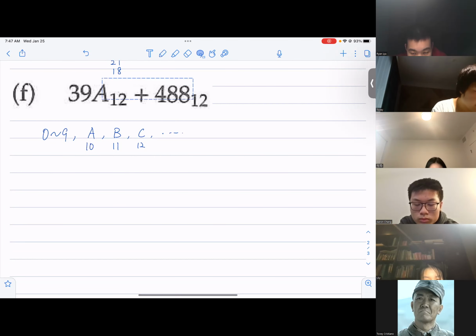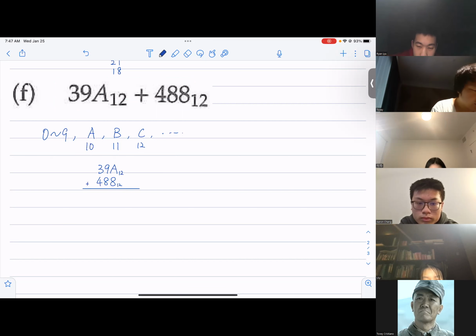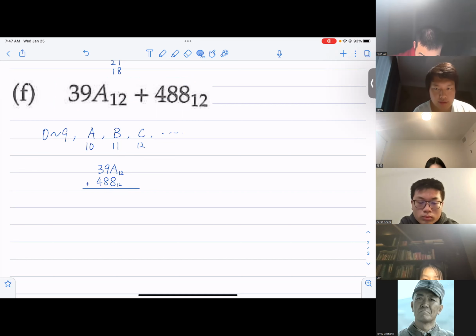So to do this question, we can do a long addition, right? It's 39A plus 488 in base 12. Okay, so what base 12 means is that whenever you have a 12, you have to carry over. Okay, Rika, that makes sense? And Aaron, that makes sense, right? Whenever you have a 12, you carry over.